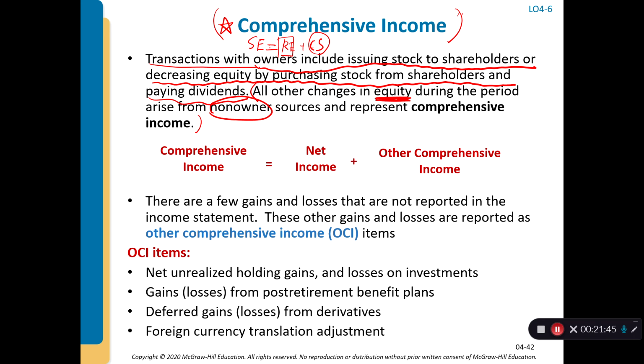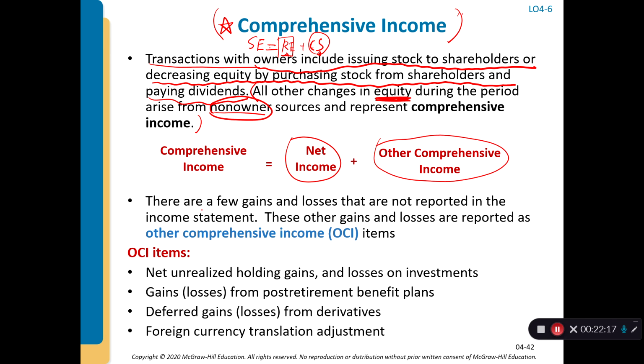Therefore, these are transactions with owners, including issuing stock to shareholders, decreasing equity by purchasing stock back, such as treasury stock, from shareholders, or paying dividends. Any other changes in equity during the period arising from non-owner sources represent comprehensive income. So in other words, comprehensive income equals net income plus other comprehensive income.